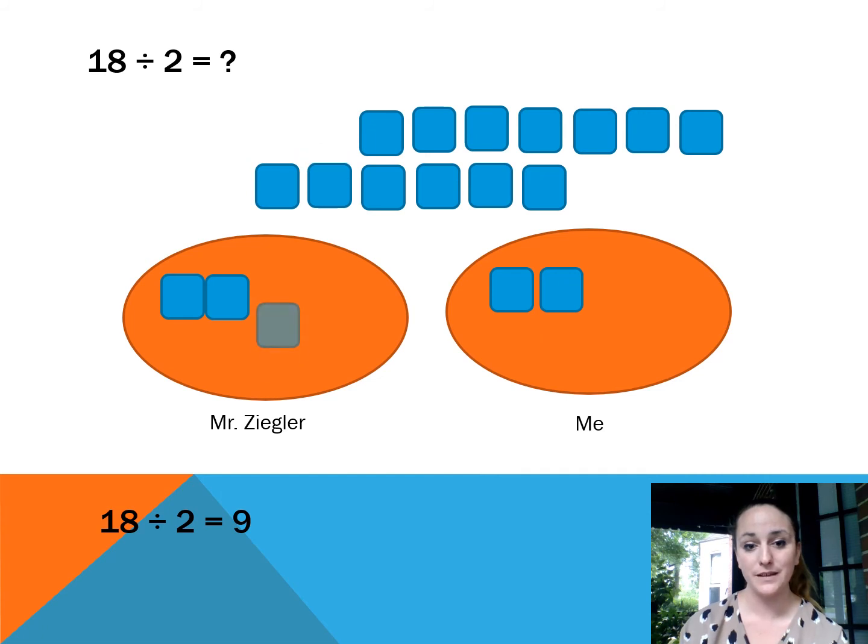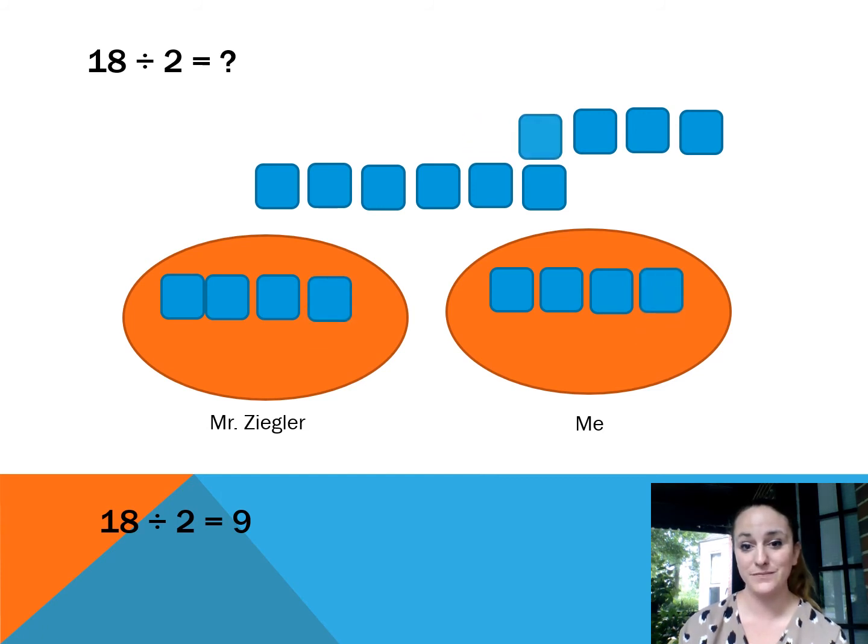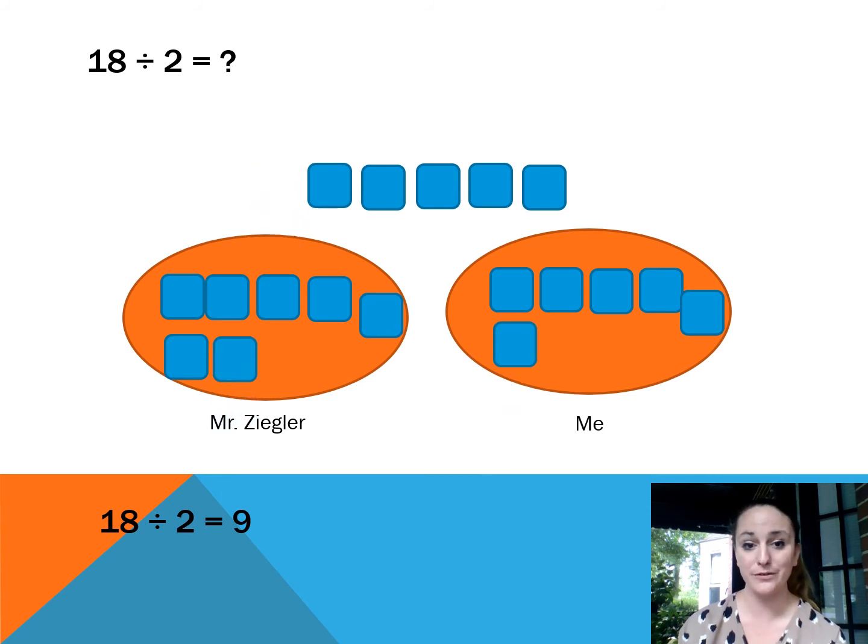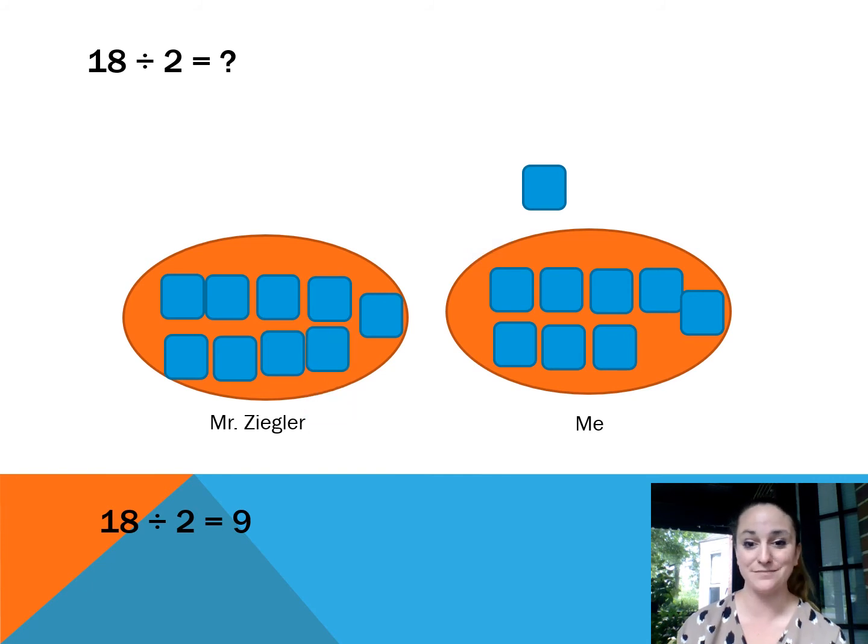Four, 5, 6, 7, 8, 9, 10, 11, 12, 13, 14, 15, 16, 17, 18. Now we see that we have used up all 18 of our counters.